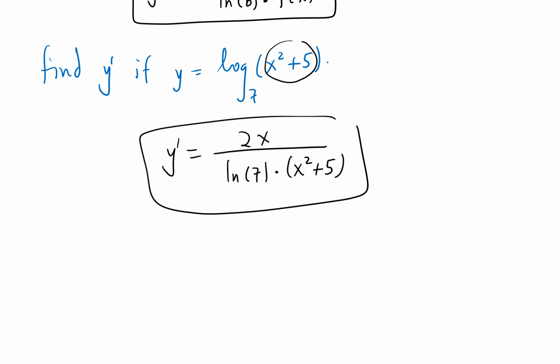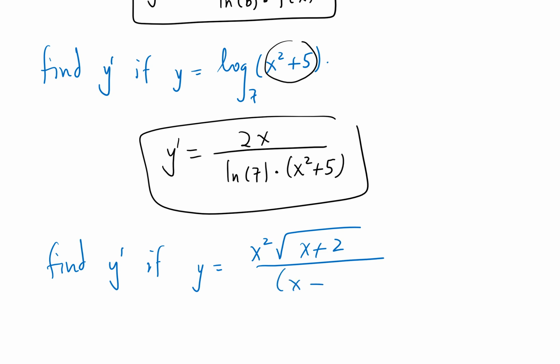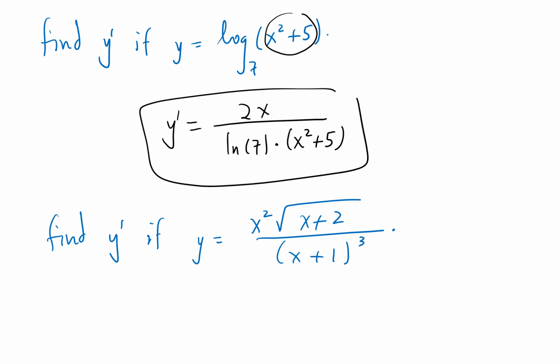How about if we would like to find y prime if y equals x squared square root of x plus 2 divided by x plus 1 to the third power. The first thing you might note here, there's no logs, there's no natural log, there's nothing to do with logs. Since there's nothing to do with logs, the first thing that comes to mind is, why do we have to go over this in this section? What does this have to do with this lesson?